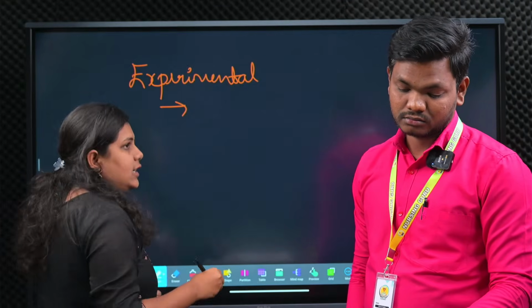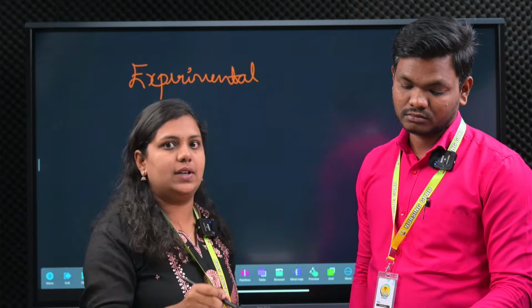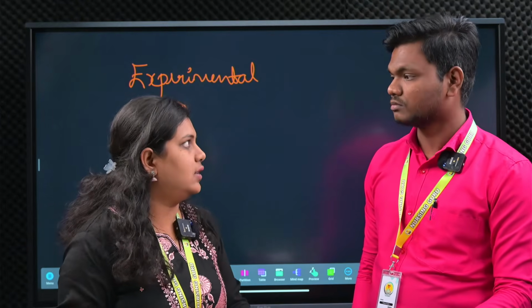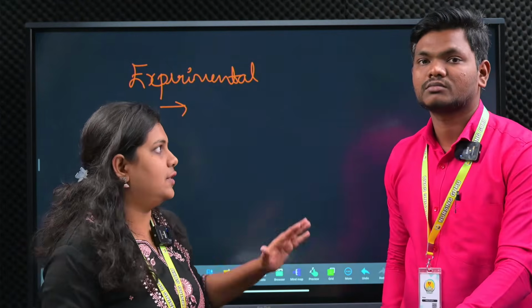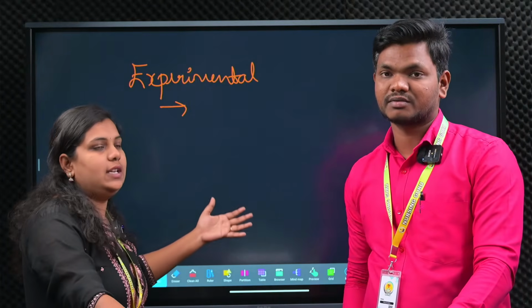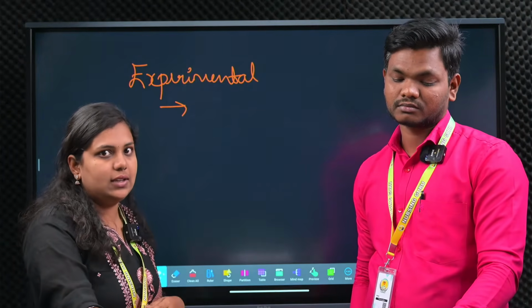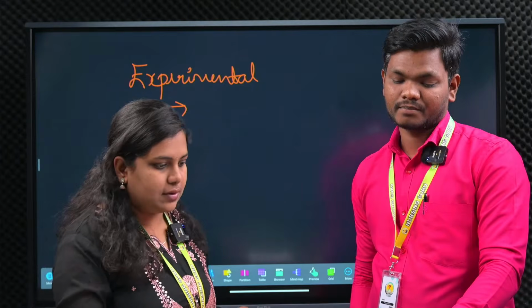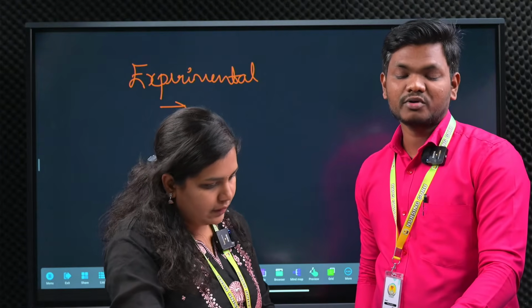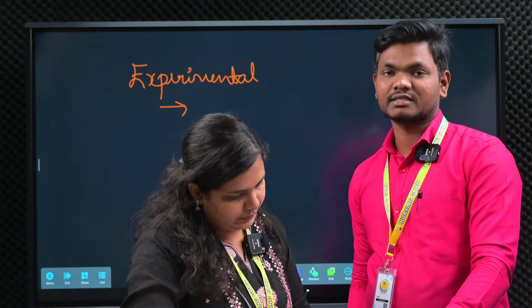So you can write it in a flow chart way. In many of the textbooks you will get it in a flow chart, or it will be explained point-wise. That way also you can write, no issues with that. So when you're talking about experimental research design, the name itself is clear.